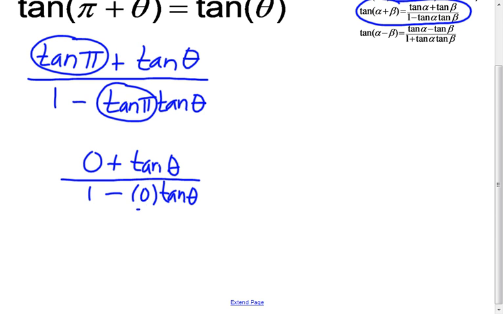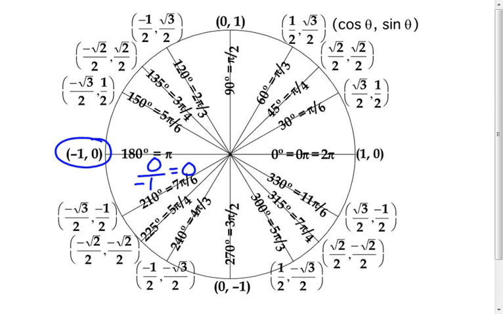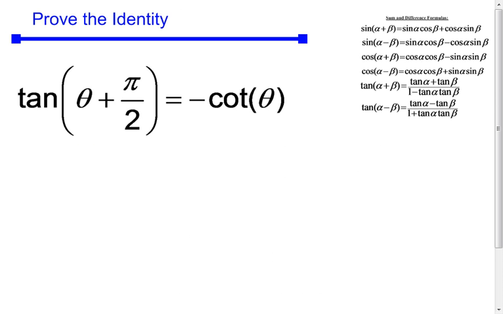Well, again, 0 times anything is 0, so that quantity can drop. 0 plus tangent at theta will simply be tangent at theta, so I don't need this 0 right here. And so I'll have tangent at theta over 1, which of course is just simply tangent at theta. So that's one way to do tangent problems. Sometimes, though, this will happen, and I'll show you.